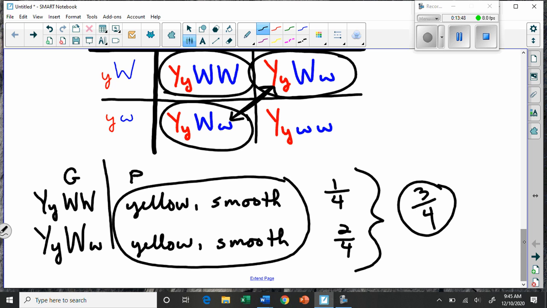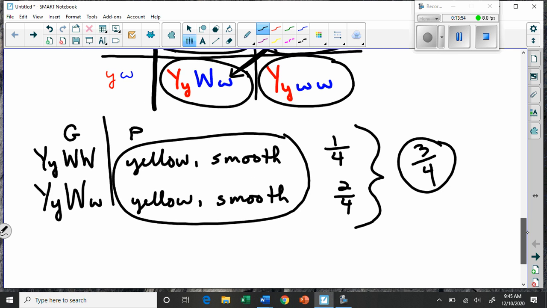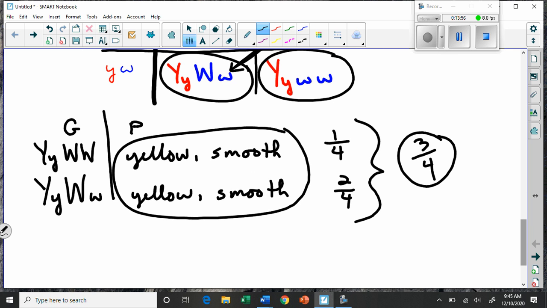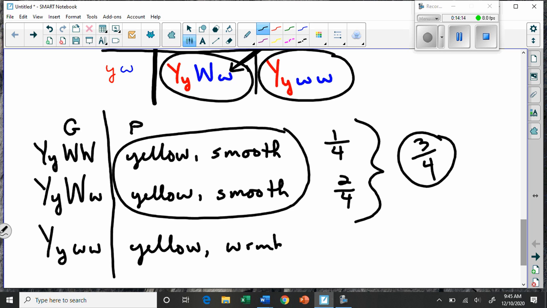And then, of course, we have the last option here, which is going to be, let's put it in here, a capital Y and a small y and 2 small w's. That's going to produce a yellow P because of the capital dominant Y, but it has 2 recessive alleles for wrinkled. And so this will be a yellow wrinkled P. And that will happen 1 out of the 4 times.